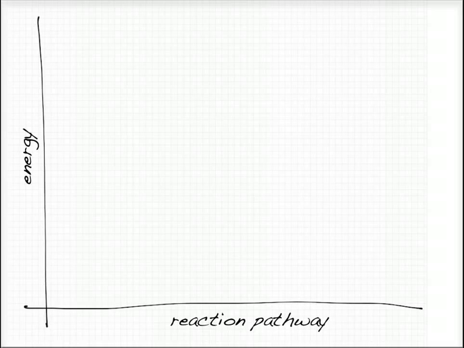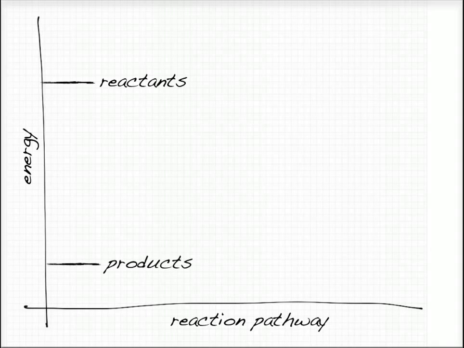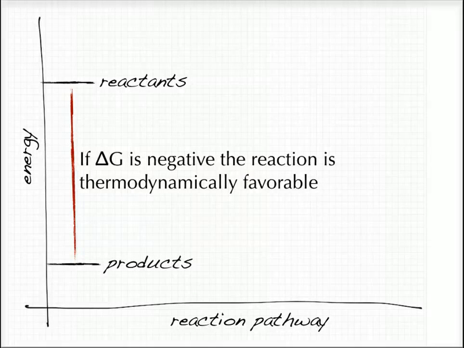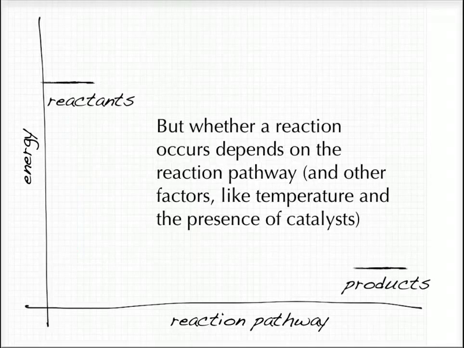We can think about every reaction system in terms of energy and reaction pathway. There is an energy of the reactants and an energy of the products. The difference between these, the energy of the products minus the energy of the reactants, equals the delta G of the system. If delta G is negative, the reaction is thermodynamically favorable. But whether a reaction occurs depends on the reaction pathway and other factors like temperature and the presence of catalysts.